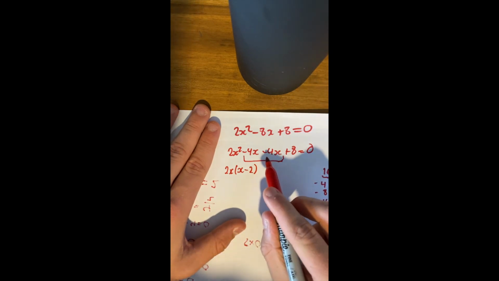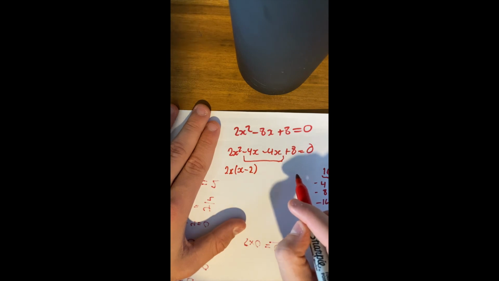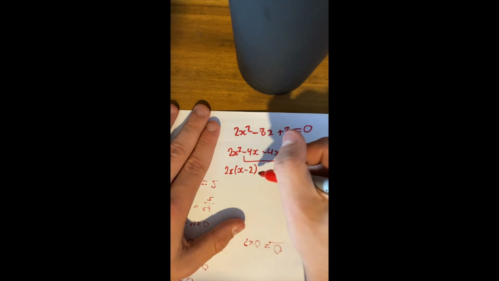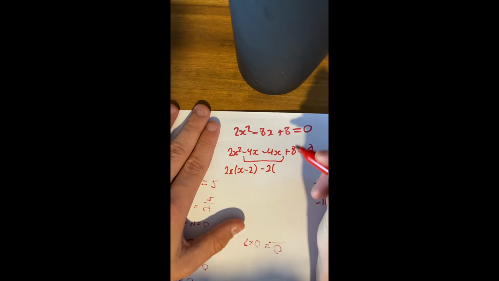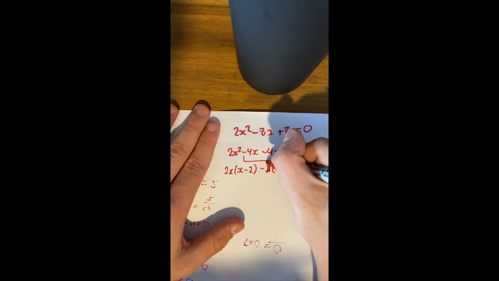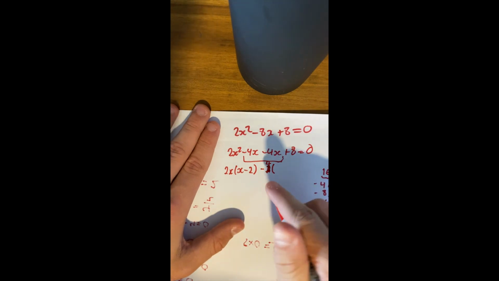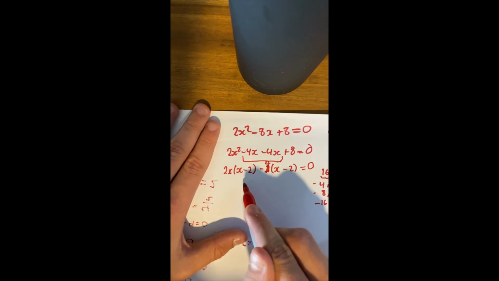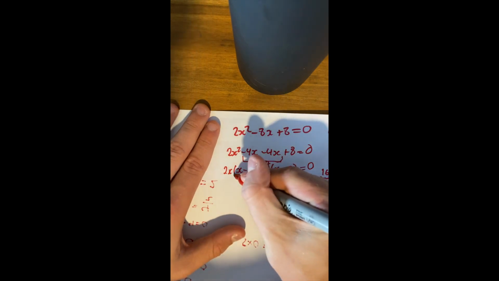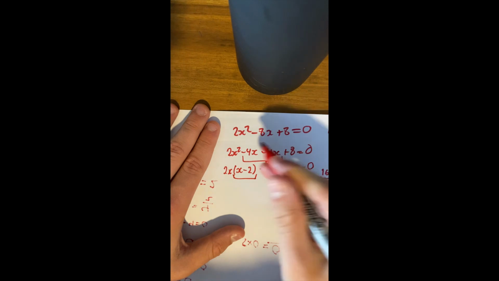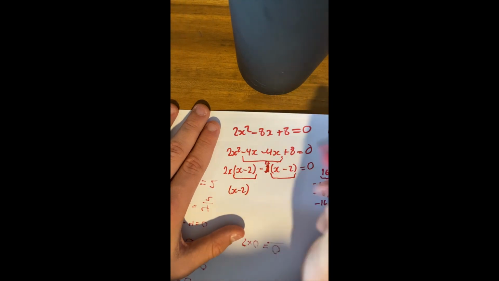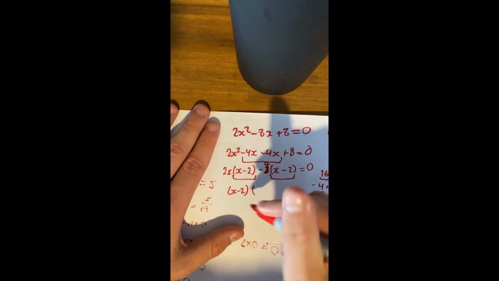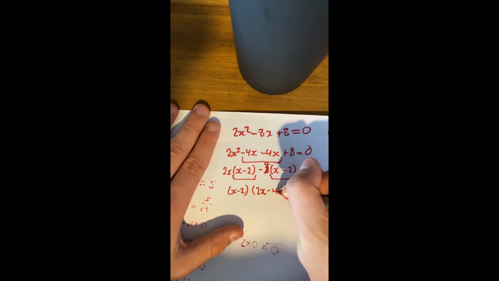Now for the part minus 4x plus 8, the highest common factor will be -4, sorry, -4 is the highest common factor, leaving inside the brackets x minus 2, which obviously equals 0. Now, like last time, we have the common factor of x minus 2 here. So we take that out, the front, and then in the other bracket, it's going to be 2x minus 4 equals 0.